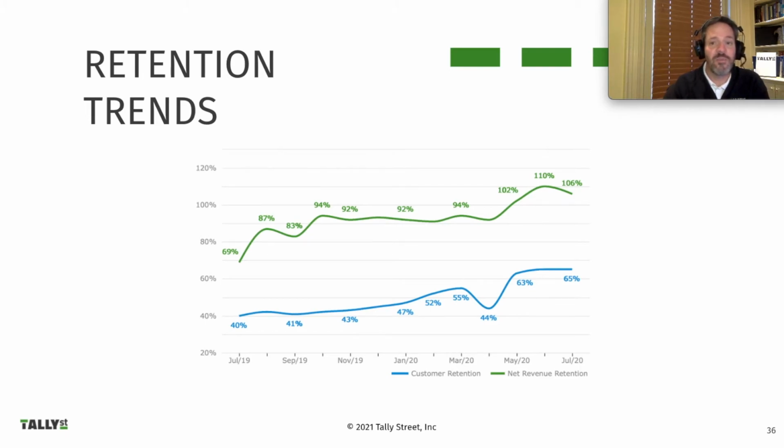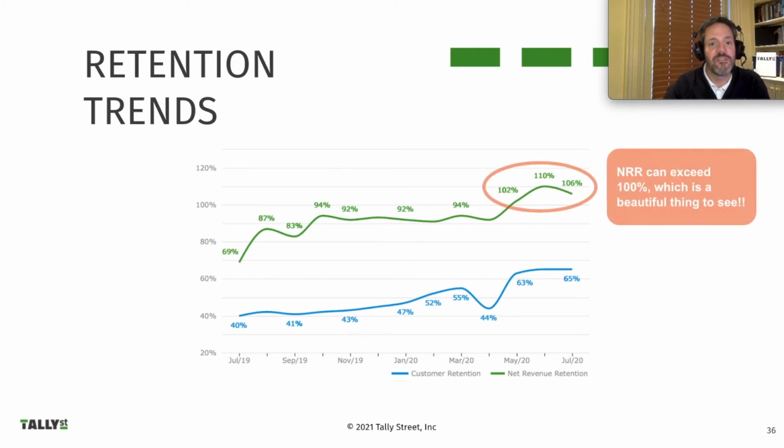So here's another example, and what do we see in this case? We see that both lines are up and to the right. Customer retention has increased from 40% to 65%. At the same time, net revenue retention increased to over 100%, which is just amazing and a wonderful thing to see, right? So this business is doing really well. They figured out how to retain more and more of their customers, and they figured out how to sell the customers they did retain more product or more service, which will support their revenue growth into the next period and into the next period.